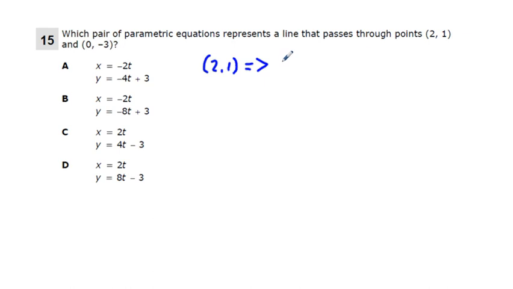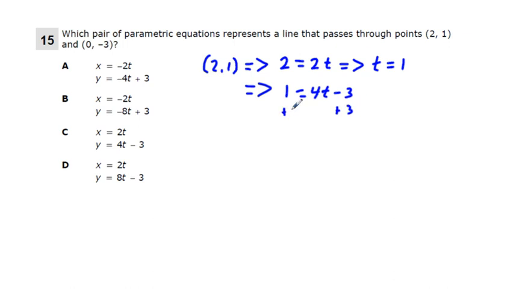And if we likewise do that for the y equation, we get 1 equals 4t minus 3. Well, if we add 3, we get 4 equals 4t, and so just dividing by 4, t is equal to 1, so that checks out. So that could be a correct point.